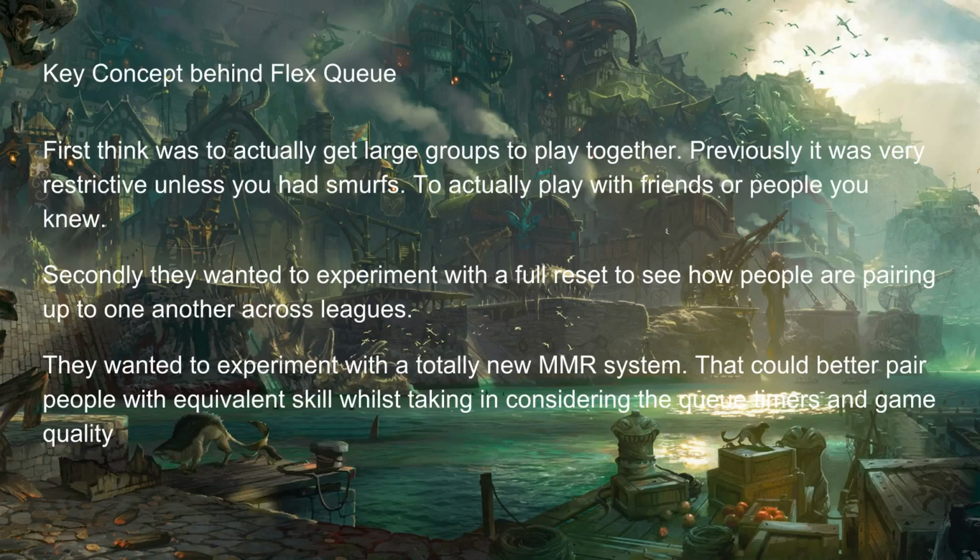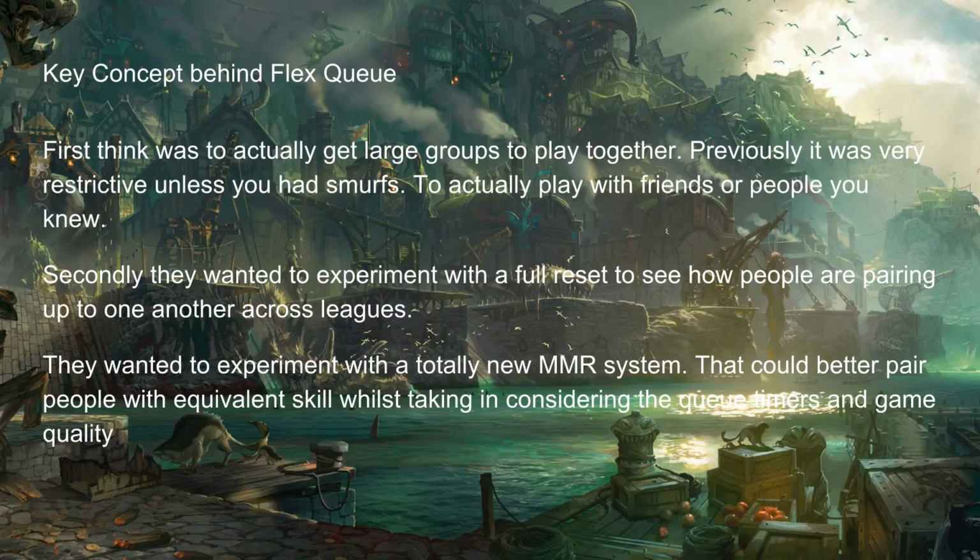And even though there was Dynamic Queue, it didn't allow for this, and that's one of the reasons why FlexQ is around: to actually allow people to play with their friends or people you know, right? So that's one of the things they considered for FlexQ.